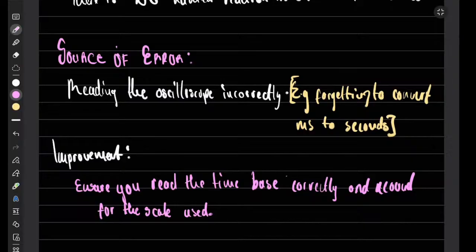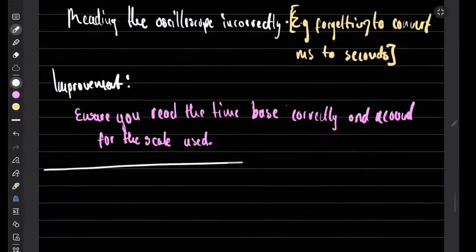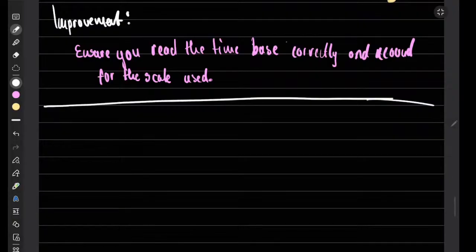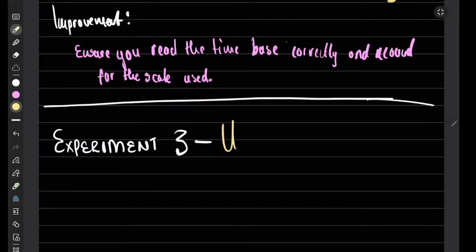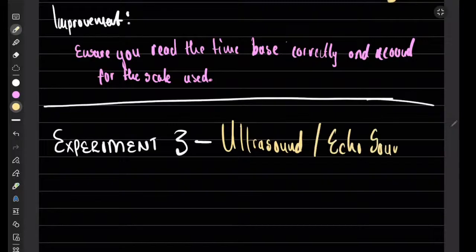Can we do the last experiment? And we know we are done. Do you see that there's a lot of work? Imagine trying to do all this the night before an exam. It's impossible, right? Ultrasound or echo sounding.